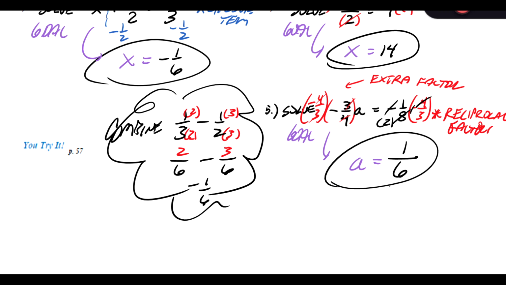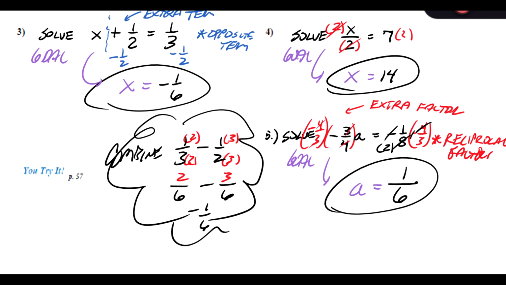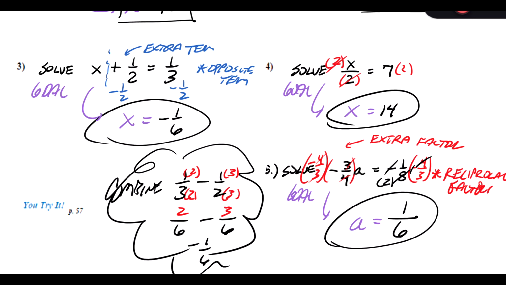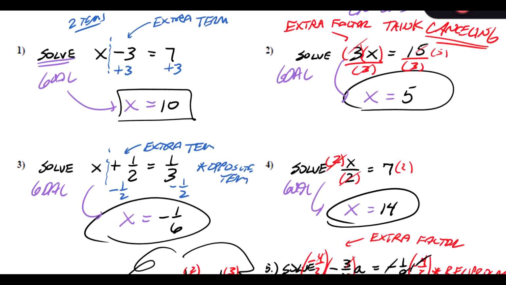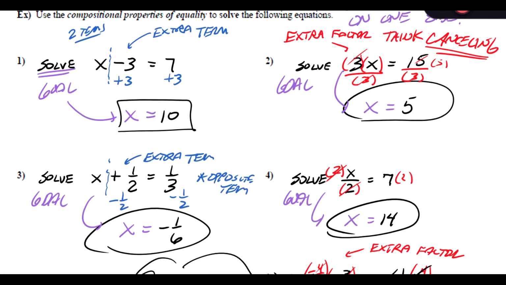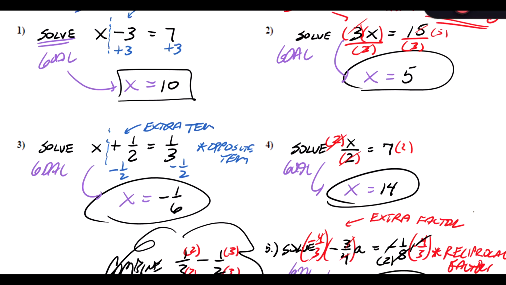All right, so manipulating equations in terms of composition. Our goal is to always get the variable by itself. So we look at what we can do to manipulate our expression. If we have to get rid of a term, then we attach the opposite term to both sides. If we have to get rid of a factor in order to achieve our goal, then we attach a reciprocal factor in order to cancel.